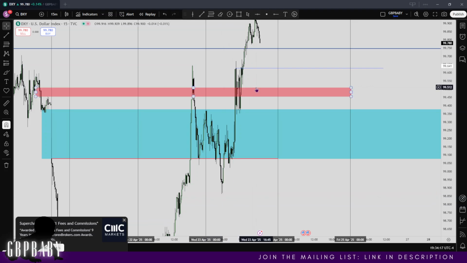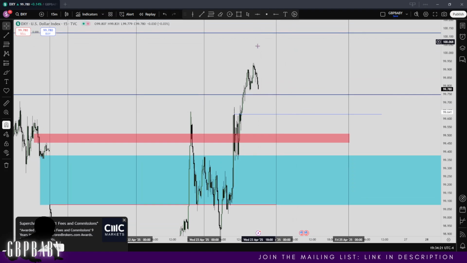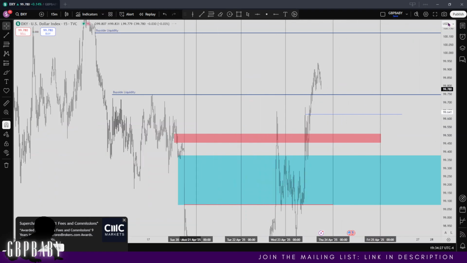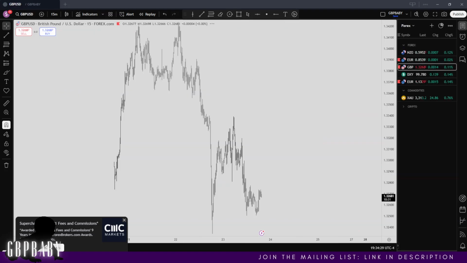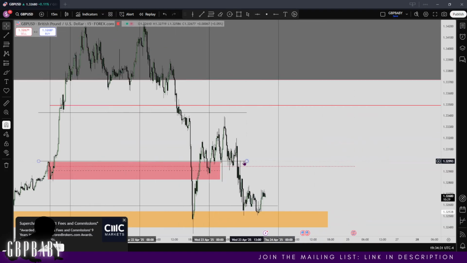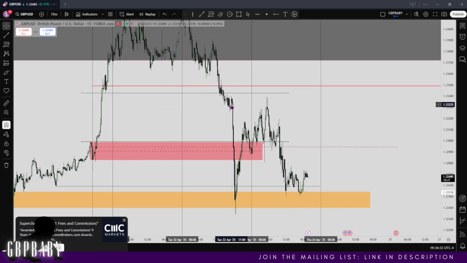But so long as price stays above this, I'm happy to remain bullish in general. Even if we don't necessarily take out this buy side, we might find setups that form tomorrow that allow us to go long. So let's head on to GBP USD, and you'll see that price traded lower after rallying, filling in this gap.